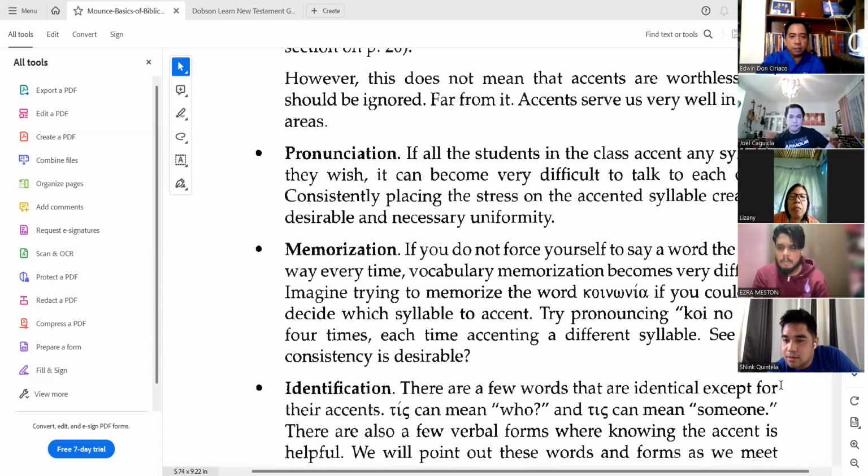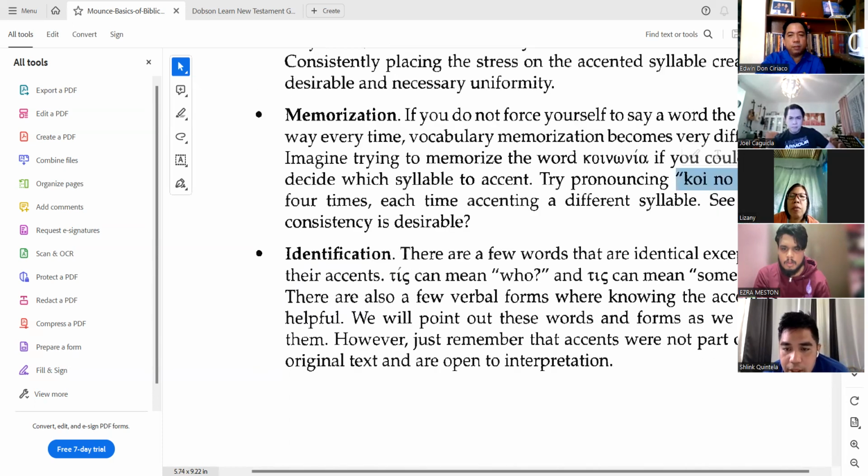Let's try this one, even when your mics are off. Let's try to pronounce this one. Remember, these are syllables, right? What you see here is a diphthong. So you do not read this as ko-e. There is no diaeresis there. You read it as koi. Okay? You read it as koi.